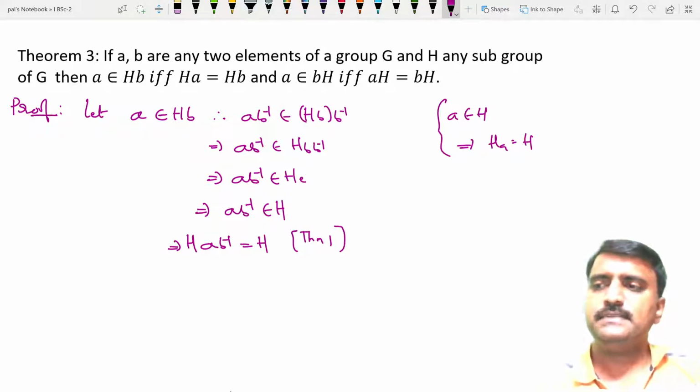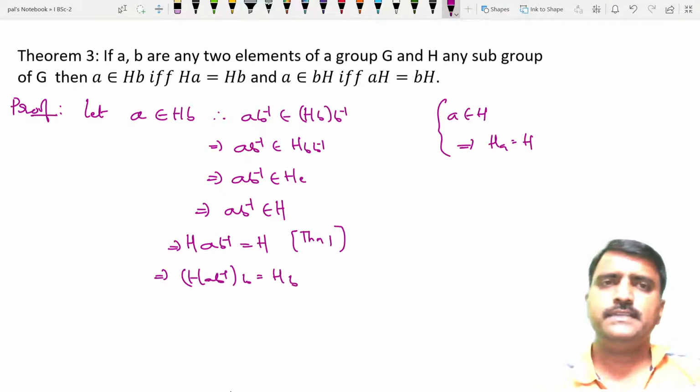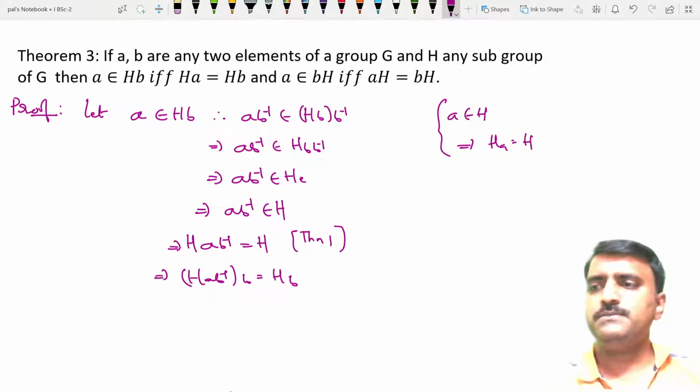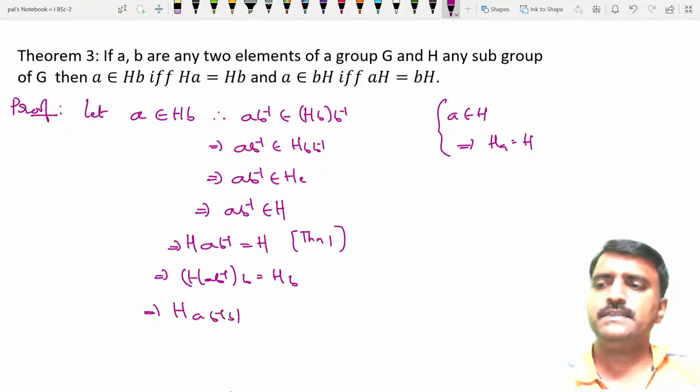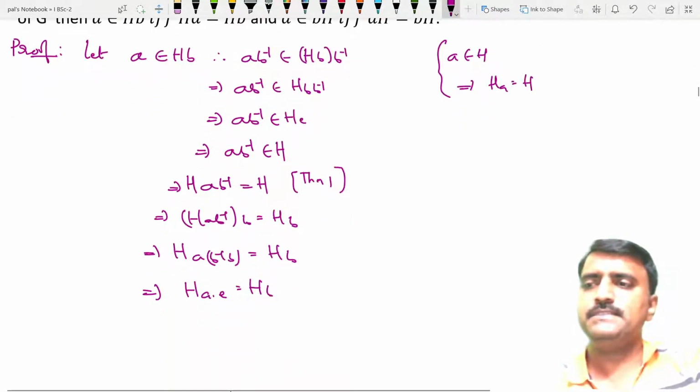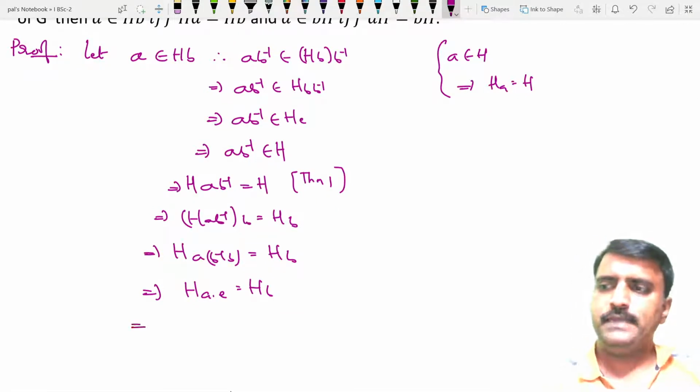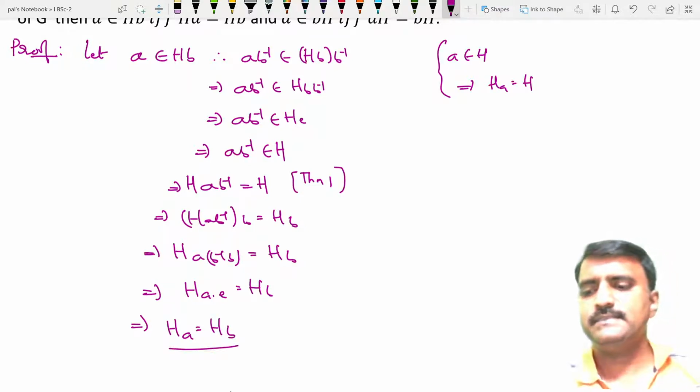Which implies that HAB inverse B is equal to HB. So here, HB inverse into B is equal to HB. Which implies that HAE is equal to HB, because B inverse into B is E. Again, which implies that HA is equal to HB. That is the thing we need to prove.